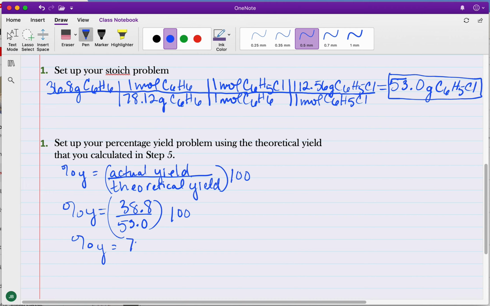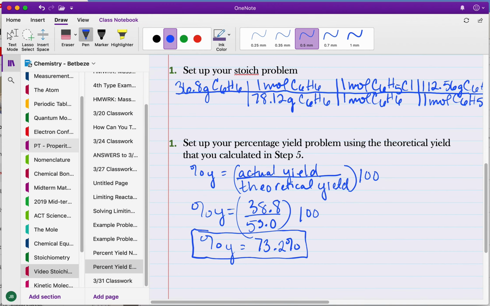and we find that we get a percent yield of 73.2%. And as always, box your final answer. So that's how you solve percent yield.